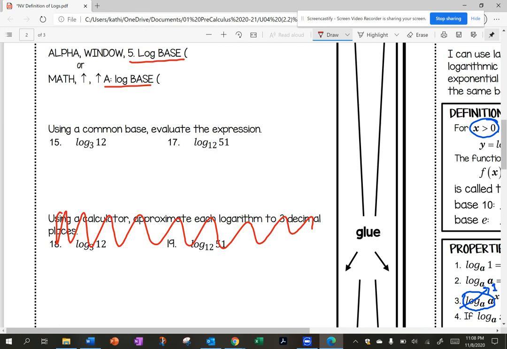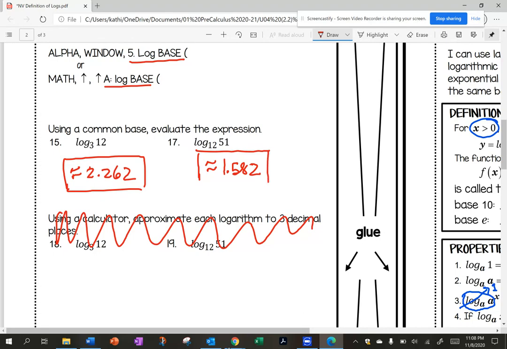So using a common base, evaluate the expression. So either way, I would do one problem trying one way and the other problem the other way, so you know how to use them on your calculator. And when I evaluate this, usually we round to 3 decimal places. So this would be approximately 2.262. And then log base 12 of 51 would be approximately 1.582. So make sure you know how to find it on your calculator.